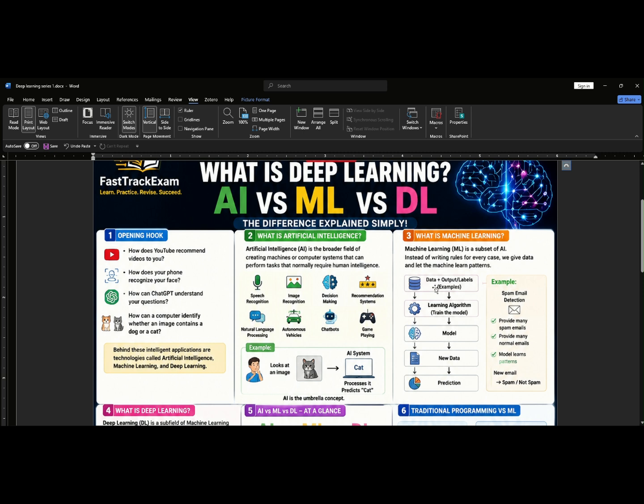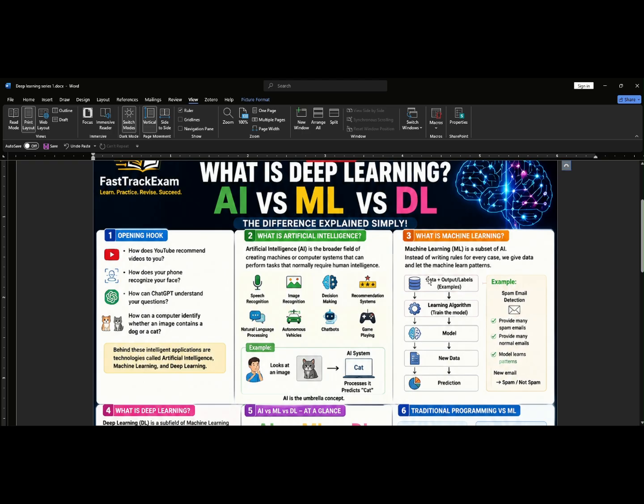What is machine learning? Let us move from artificial intelligence to machine learning. Machine learning is a subset of AI. Instead of writing rules for every case, we give data so the machine learns patterns. An example is spam mail detection: we have training data, a machine learning algorithm and an ML model, and when a new mail comes, the model decides whether it is spam or not.